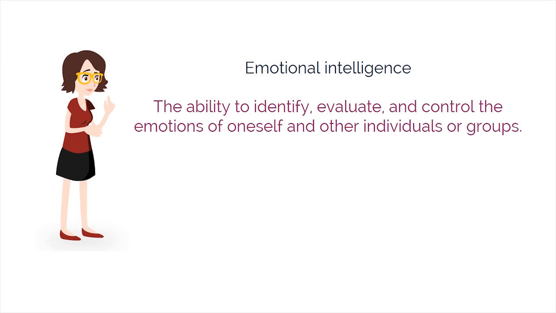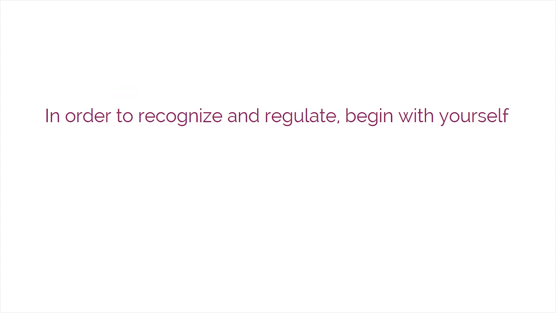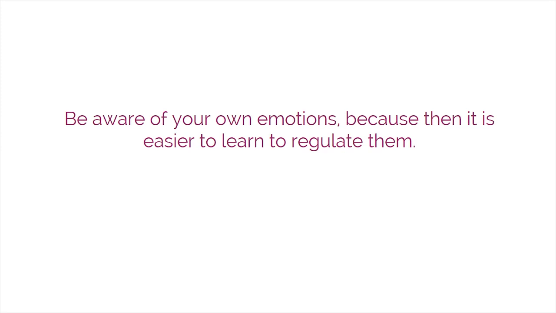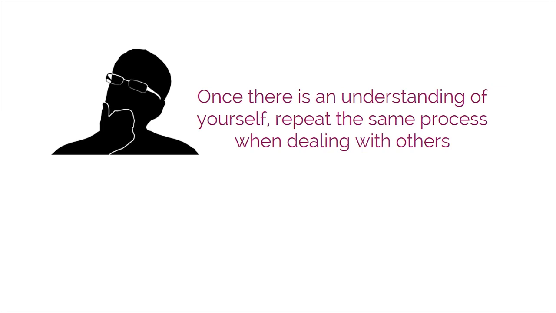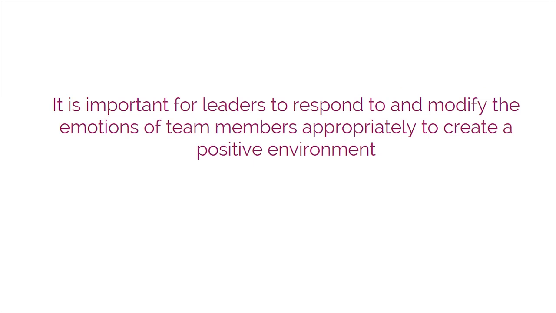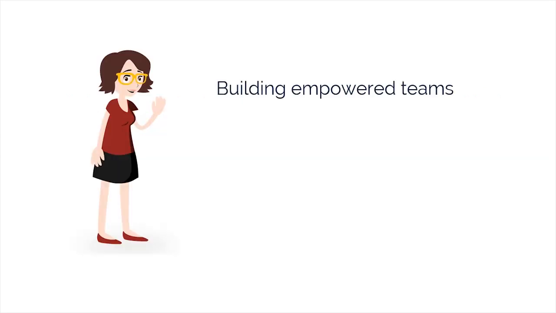The next concept is emotional intelligence. It refers to the ability to identify, evaluate, and control the emotions of oneself and other individuals or groups. In order to recognize and regulate, begin with yourself. Be aware of your own emotions, because then it is easier to learn to regulate them. Once there is an understanding of yourself, repeat the same process when dealing with others. It is important for leaders to respond to and modify the emotions of team members appropriately to create a positive environment.